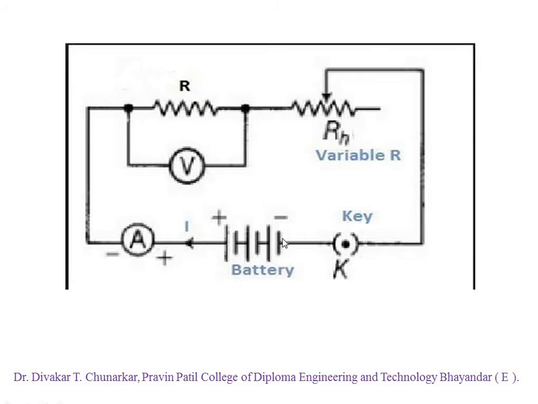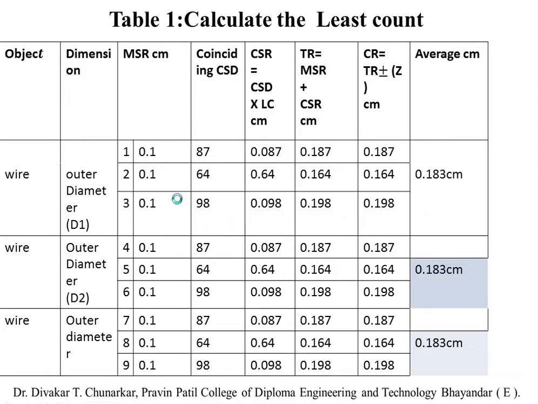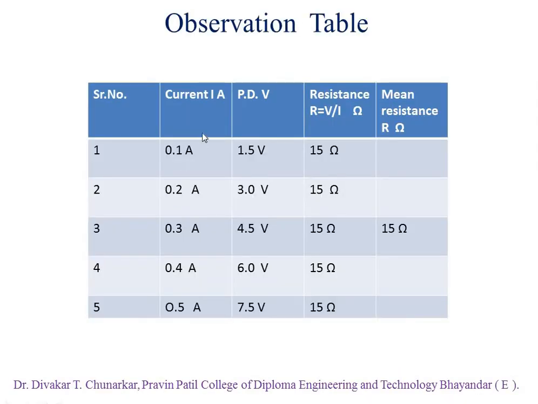After that, we have to close the key and start the circuit, so current flows through the circuit, and we show the reading of the voltmeter and ammeter. This voltmeter reading and ammeter reading we can write in the observation table. This is the observation table.